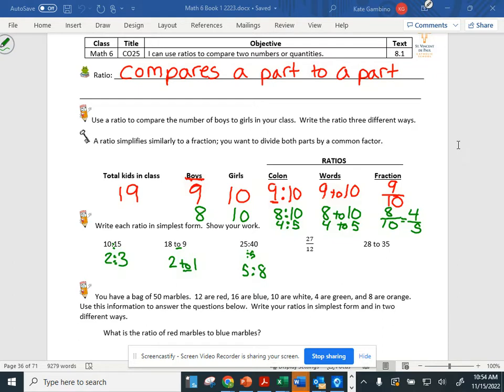Very good. So remember, you're dividing the same on each side. Just like with our fraction, whatever you do to the denominator, you do to your numerator. Same thing with a ratio. Whatever you do on one side, you do on the other side. How can I simplify 27 over 12? Matthew?